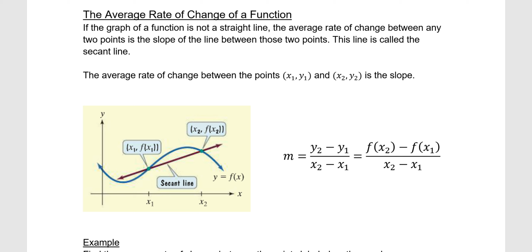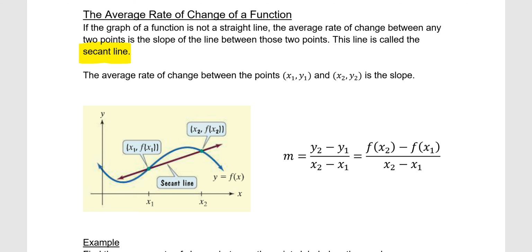Okay, so far the last examples that we just did were examples of linear functions. It was a straight line. So let's say that the graph is not a straight line. Then the average rate of change between any 2 points is going to be the slope of the line between those points. The line connecting those points is what we call a secant line.